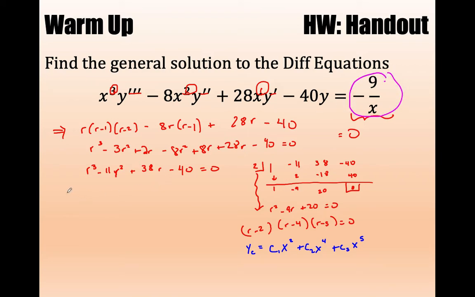So what I'm going to do, my particular solution, I'm going to say, well, that's just going to be some coefficient times x to the negative 1. I'm going to do my derivatives.